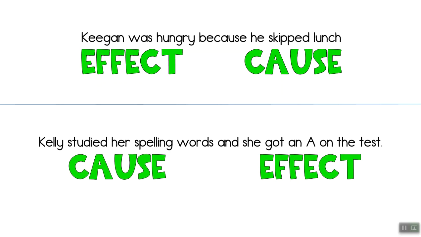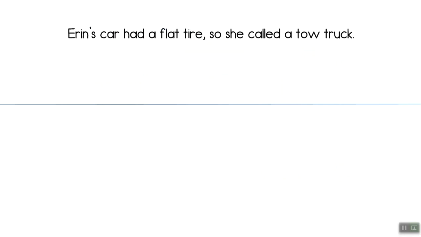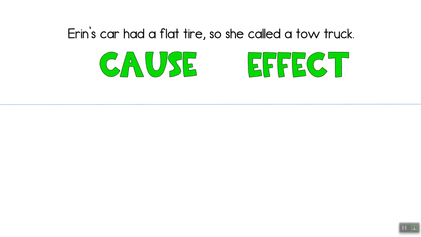Awesome. Now we're going to try it on our own. So I'll give you a little bit of think time between each one of these next ones. The sentence says, Erin's car had a flat tire, so she called a tow truck. Can you identify the effect, the thing that happened last? If you can identify it, point to it on your screen right now. The thing that happened last was calling a tow truck. And why did she call the tow truck? Point to the cause right now. She called the tow truck because it had a flat tire.